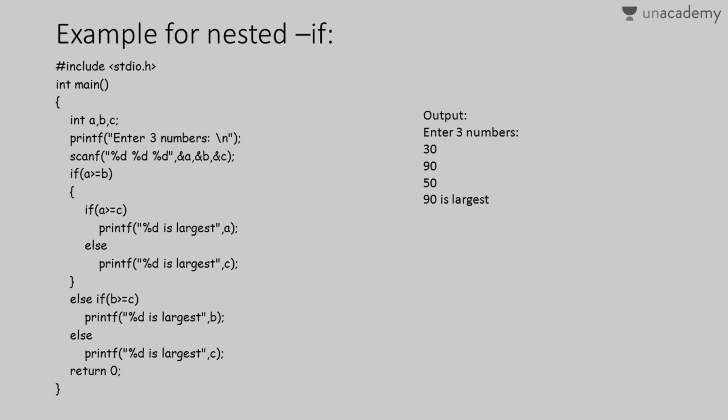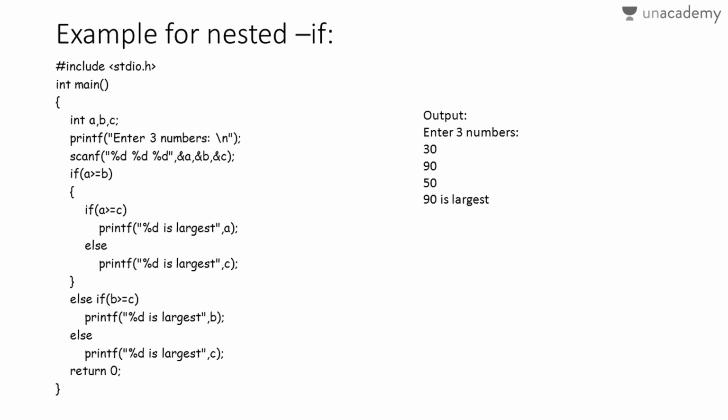So understand it through an example. See here, we are checking for the largest of the 3 numbers in this program. So enter 3 numbers A, B, C. We are reading them from the keyboard. I have entered 30, 90, 50 according to the example.